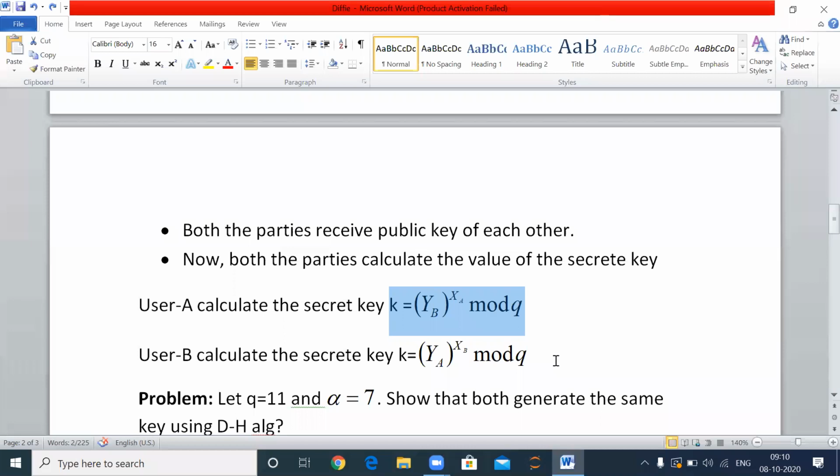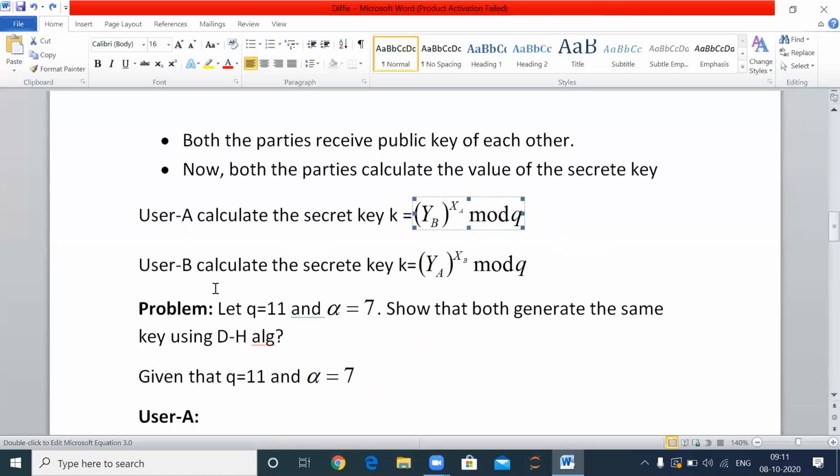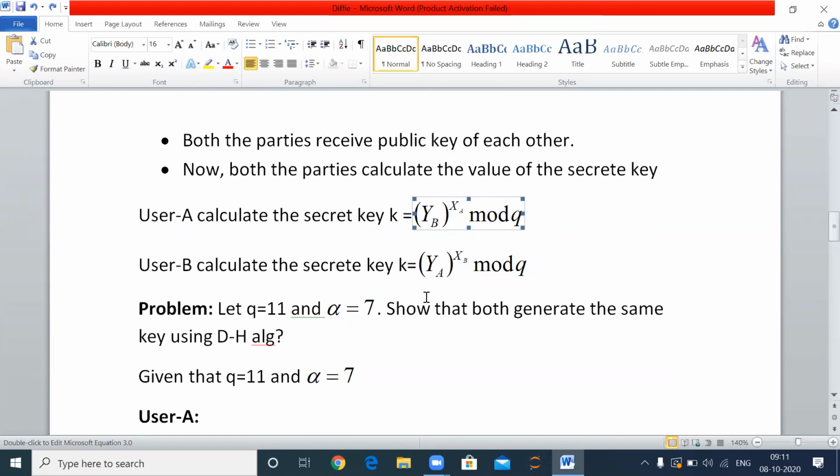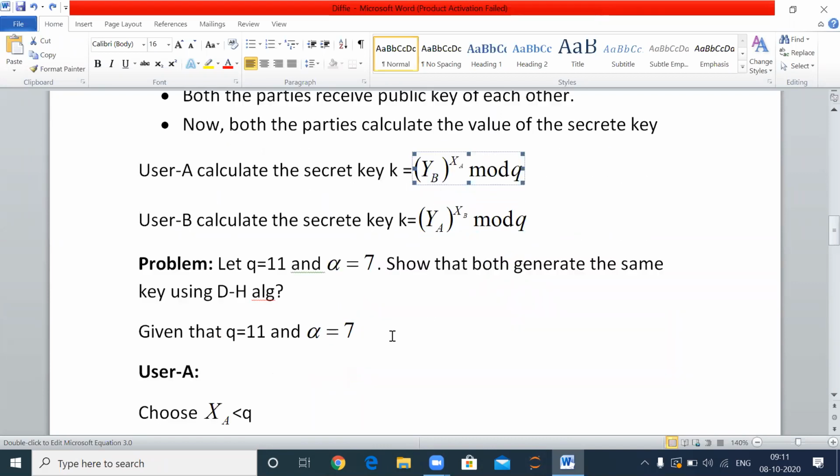User A calculates K as the receiver's public key power user A's private key, mod q, and user B calculates the secret key K as the sender's public key power the receiver's private key, mod q. These are the steps we follow in the Diffie-Hellman key exchange algorithm.